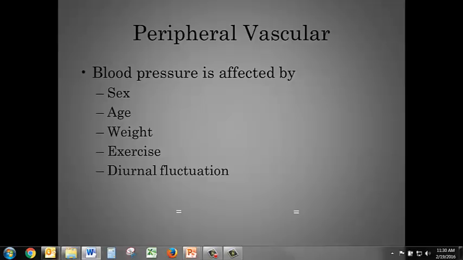Speaking of blood pressure, what is blood pressure? Do you remember? Blood pressure is the pressure exerted on the arterial walls by the pumping action of the heart. Write that down. As you can see, there are many factors that affect blood pressure. Blood pressure is typically higher in women and tends to increase with age. It is typically higher in people with a higher BMI, and it's typically lower in people who exercise regularly.